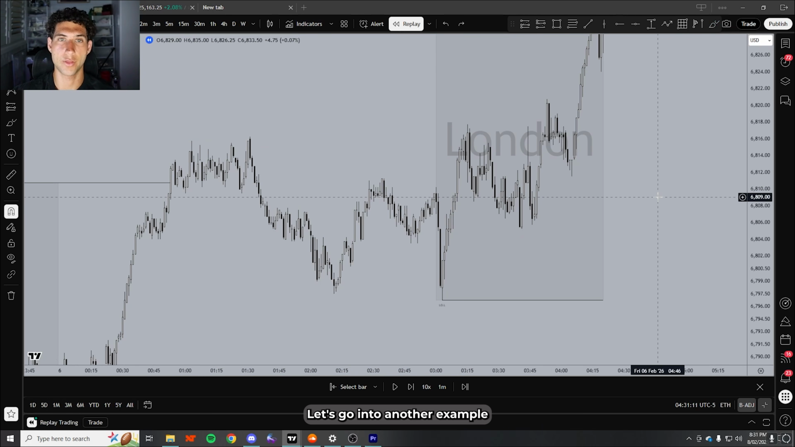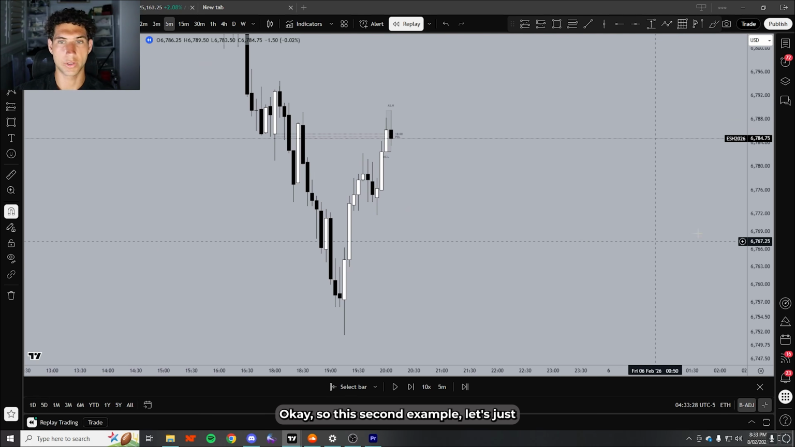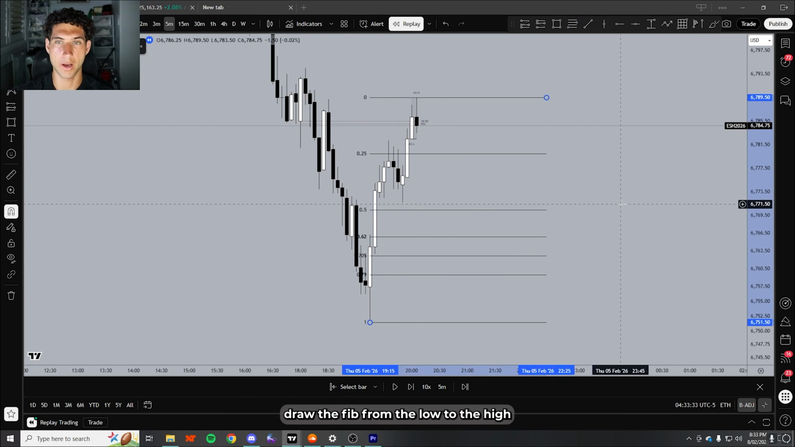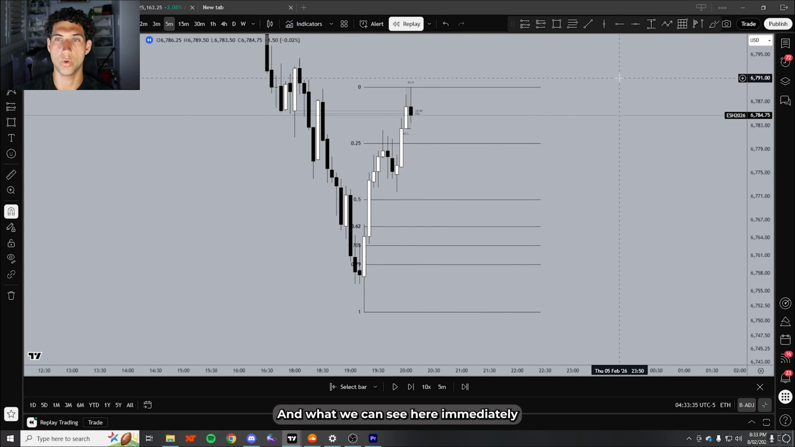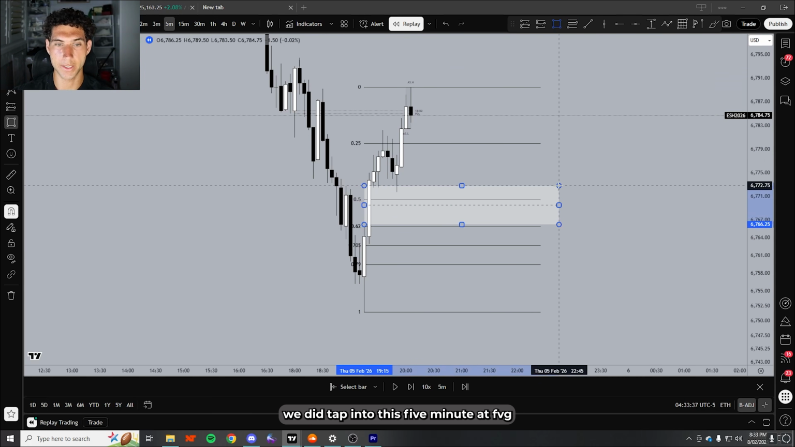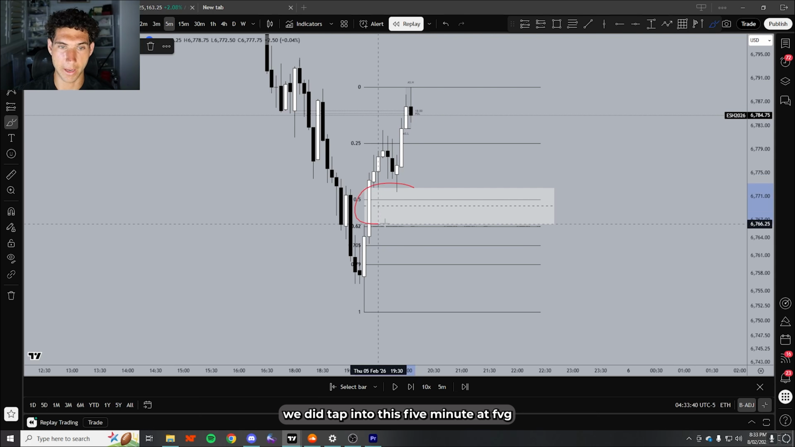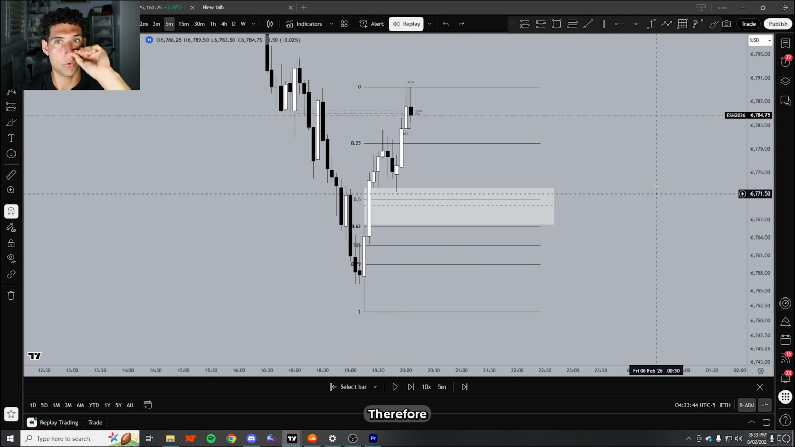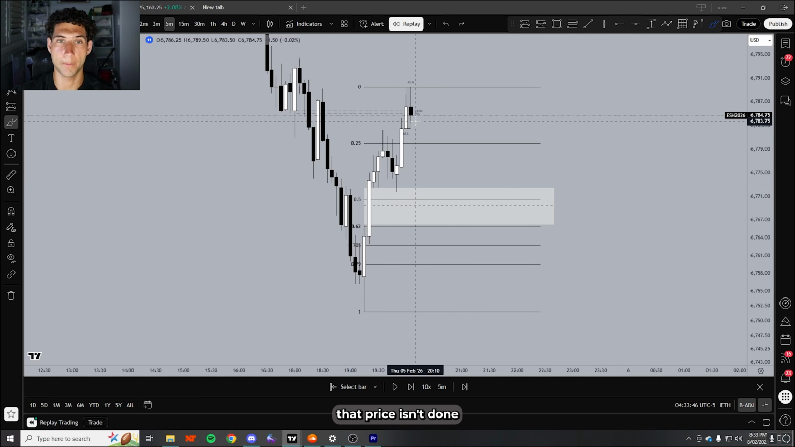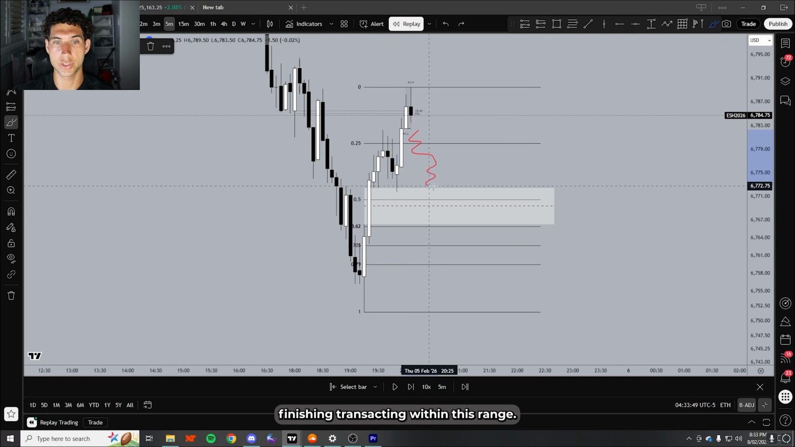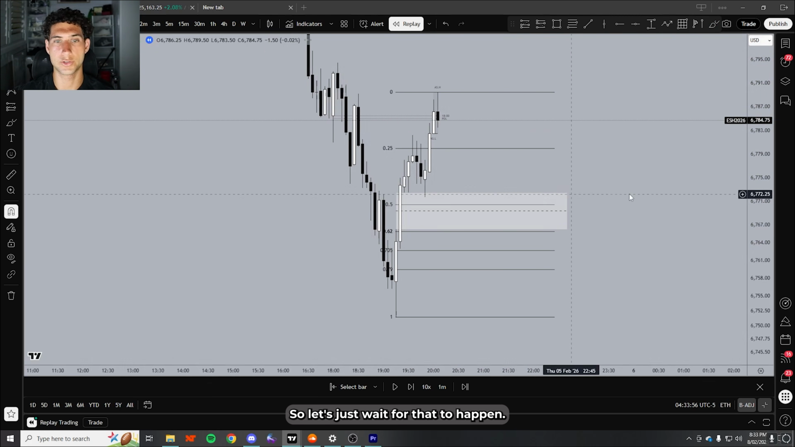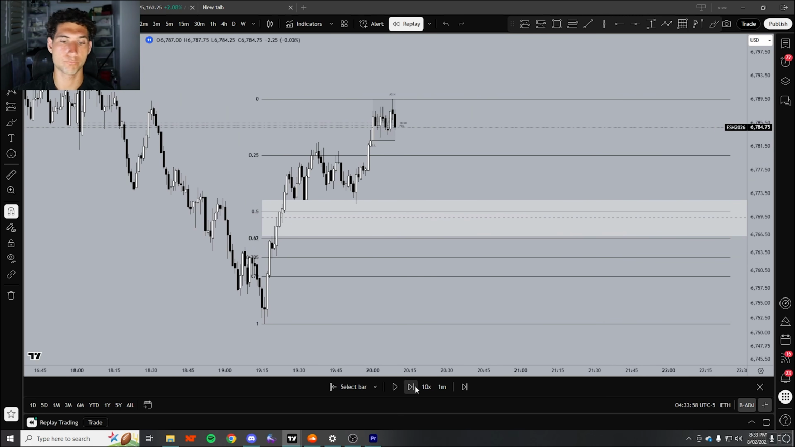Let's go on to another example from another trade I've taken. Okay, so this second example, let's just draw the fib from the low to the high as it is a bullish range. And what we can see here immediately, we did tap into this 5-minute FVG. However, we never hit this equilibrium level. Therefore, you could probably assume that price isn't done transacting within this range, and we need to rebalance this first before continuing higher. So let's just wait for that to happen.